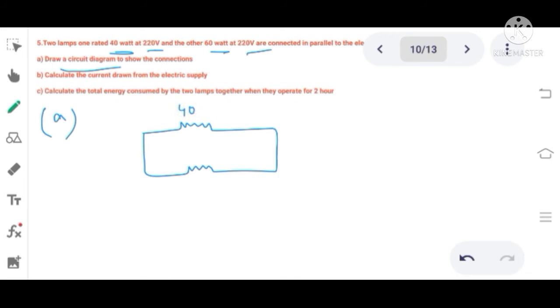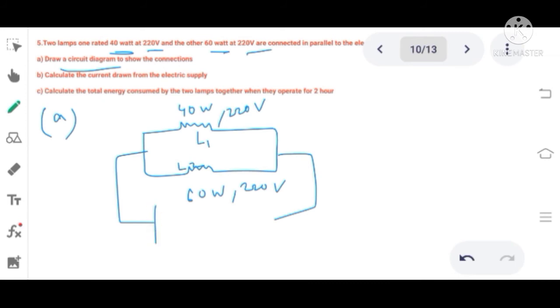So draw two lamps which are in parallel. It's given in the question that they are parallel. So this is lamp 1, lamp 2. Lamp 1 is 40 watt 220 volt and lamp 2 is 60 watt 220 volt, connected to the electric supply, and this electric supply is 220 volts for both of them. It is a common electric supply as given in the question. So we have drawn the circuit diagram. We add a key or a switch also to it.